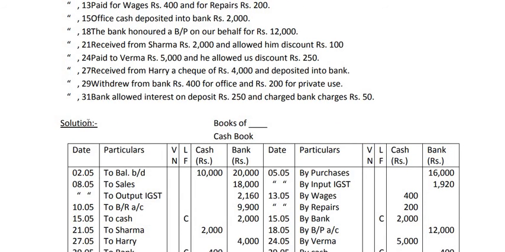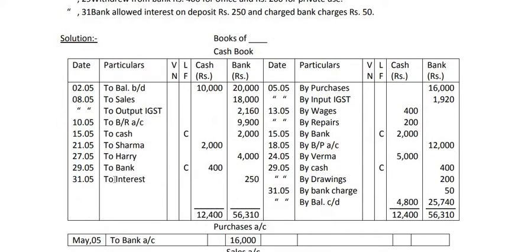Then last one, bank allowed interest on deposit 250 and bank charges rupees 50. So here bank is crediting our passbook by 250. So we have to debit our cash book as to interest in bank column 250. To interest bank column 250. And this bank charge of 50 will be credited this side. So by bank charges 50 only. Both are in bank column.